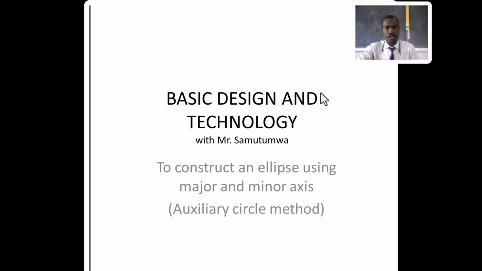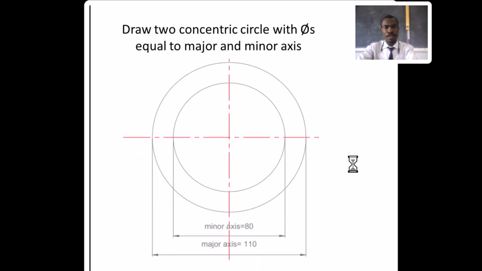In this video, we're going to be looking at how to construct an ellipse using the major and the minor axis. So this particular method we'll be using today is called the auxiliary circle method.